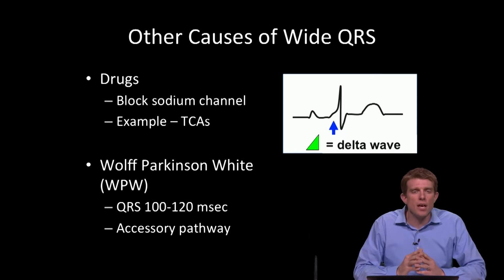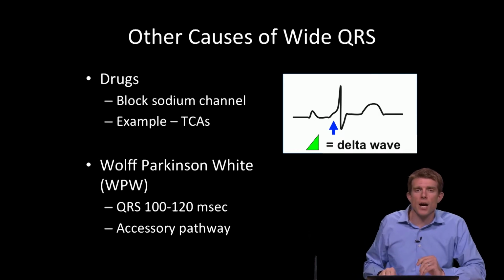But this can be a condition that patients can be at a high risk for dysrhythmias, so we do want to identify it, and it does change our management if the patient does come in with a supraventricular arrhythmia. So it's something you do want to know about and think about when you see a wide QRS.